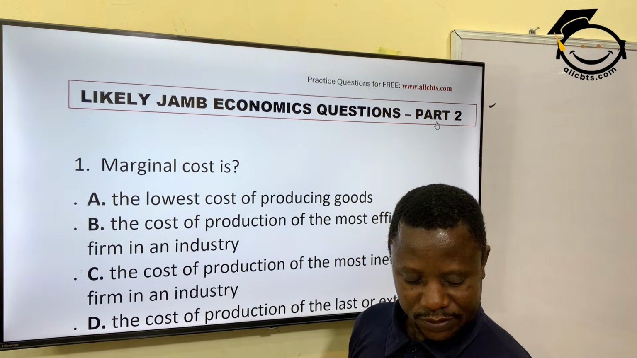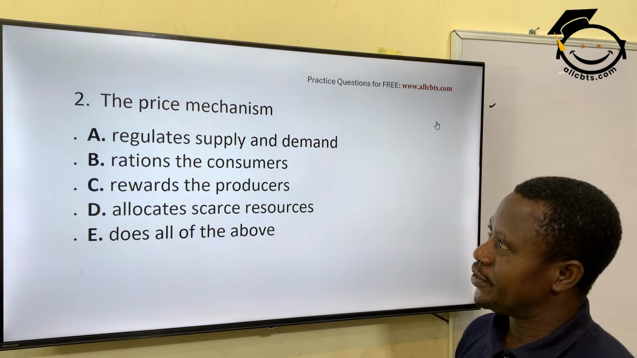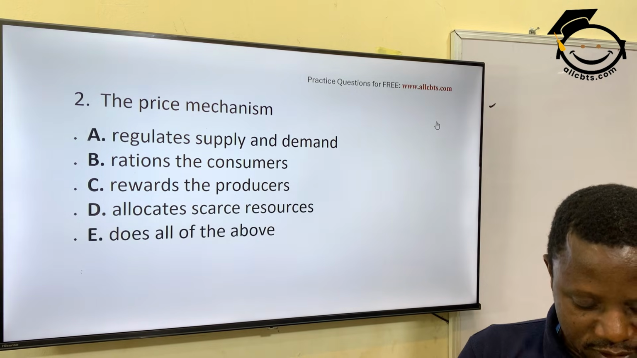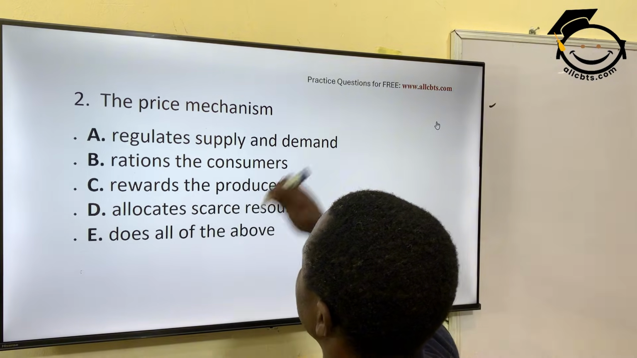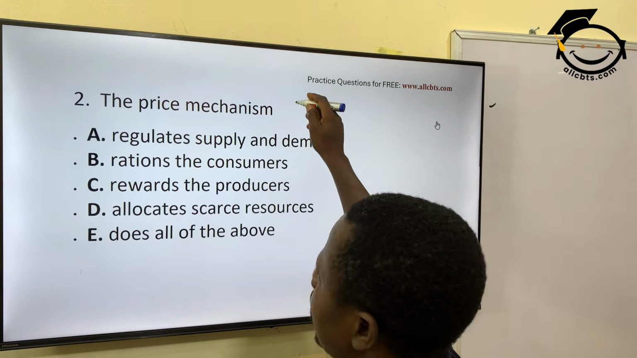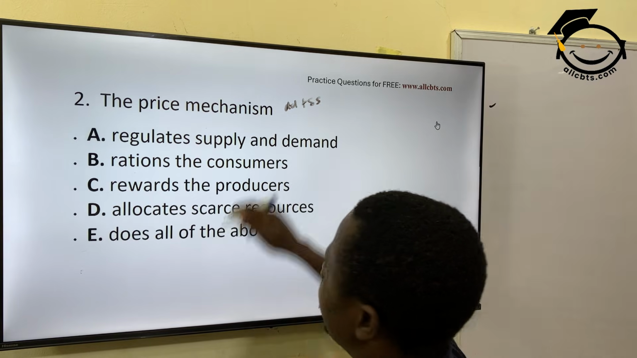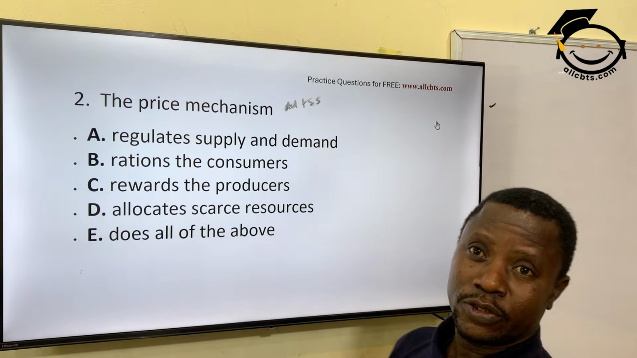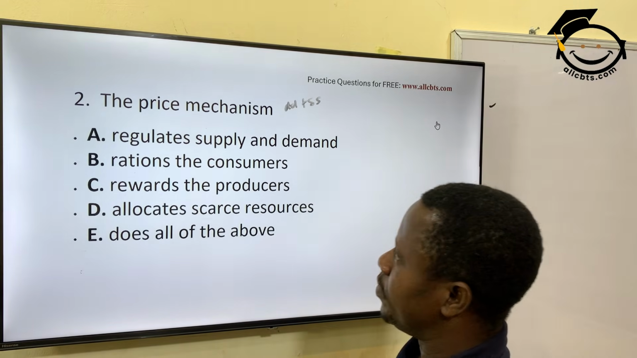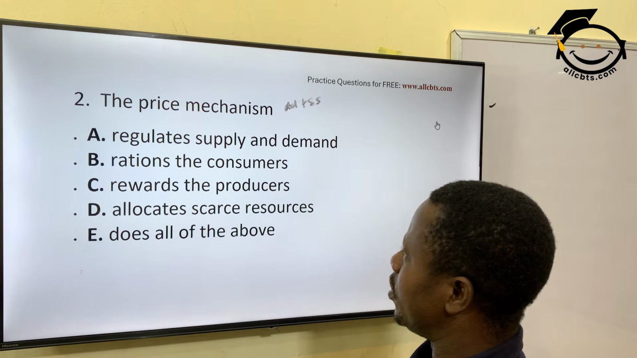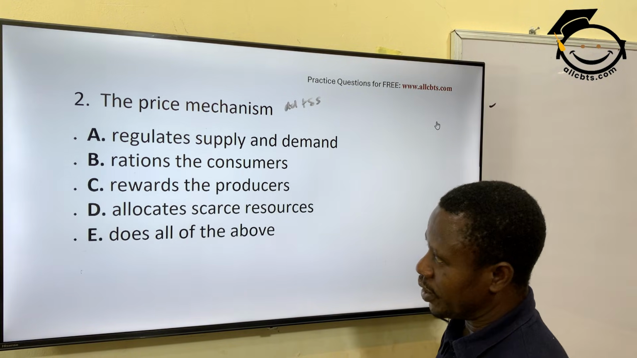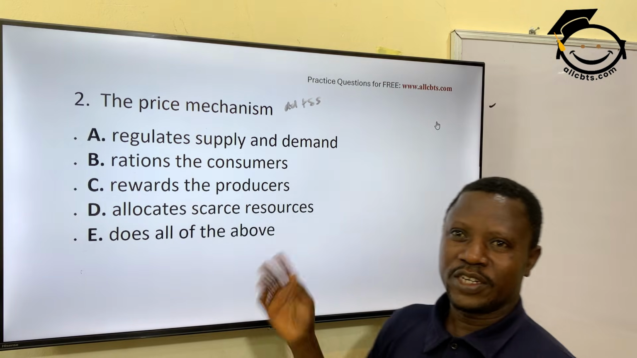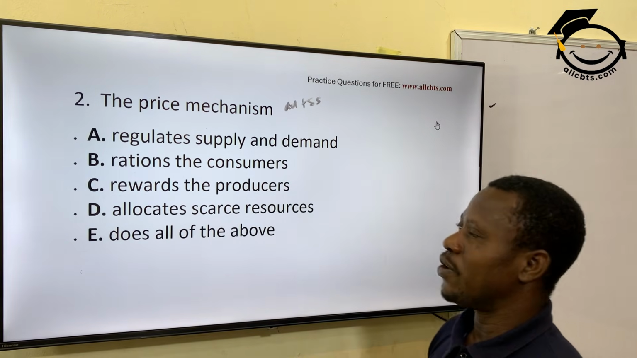Okay? The next question. The price mechanism regulates. Now, what is price mechanism? Price mechanism simply means the interactions between the market forces, that is demand and supply. The interactions of the market forces, the invisible hands in the market, demand and supply, to determine what? Price. So the price mechanism regulates supply and demand, rations the consumers, rewards the producers, allocates scarce resources, does all of the above. The correct answer is option E. It does all of the above.